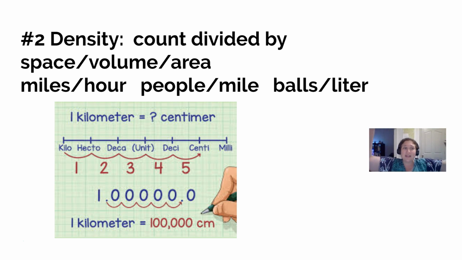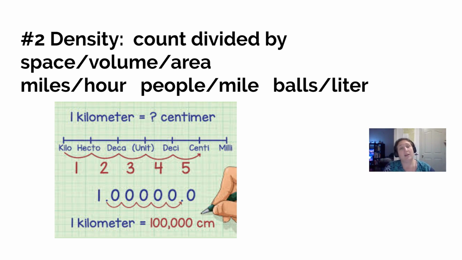Number 2, density. Density is always the count, the number of items, divided by space, volume, or area. You can measure how many miles divided by how many hours. How many people live in a square mile? How many balls are in the pit?